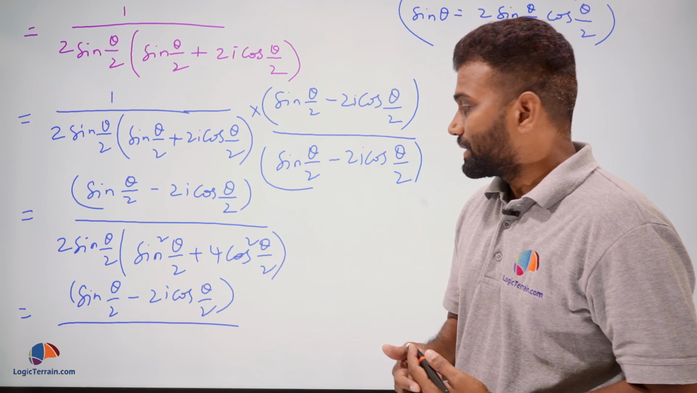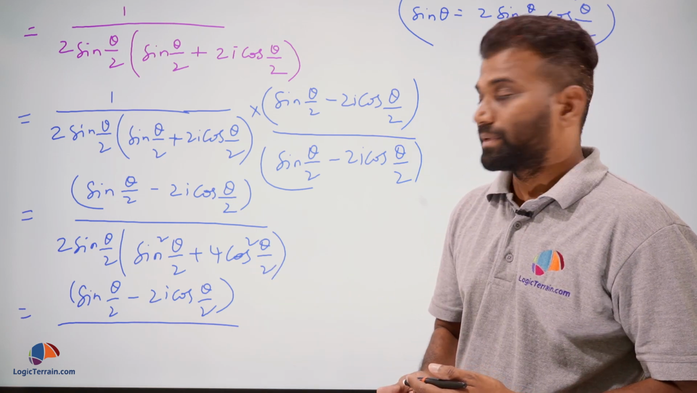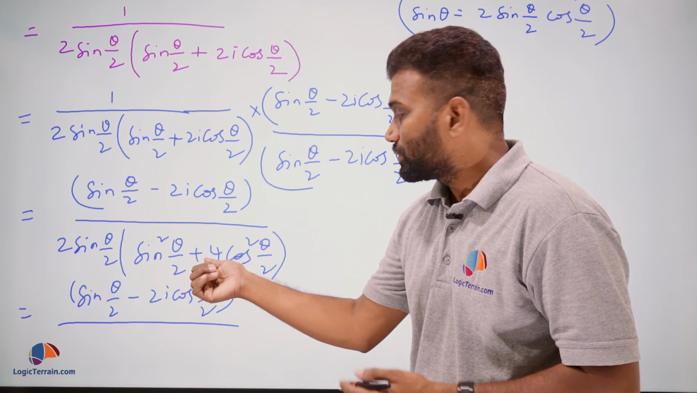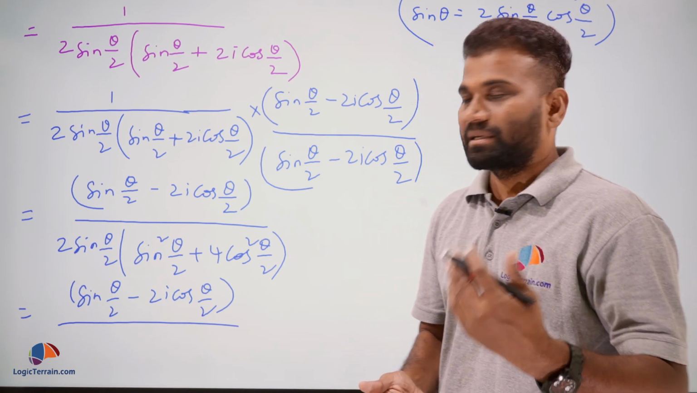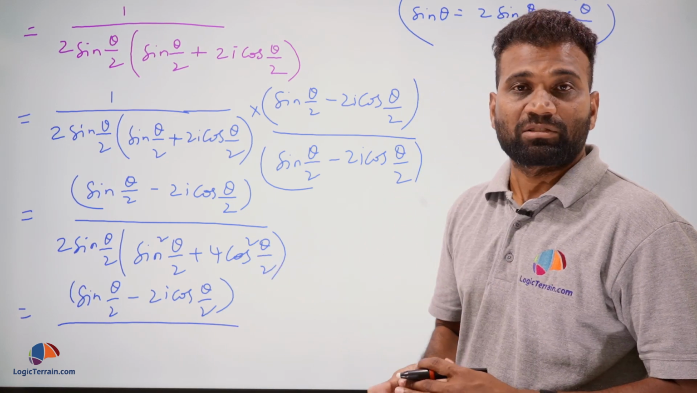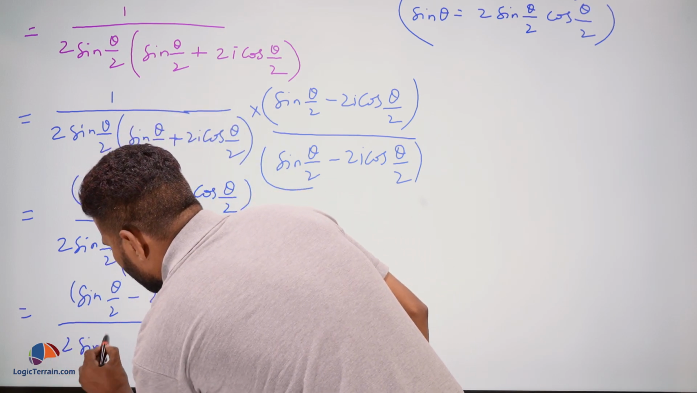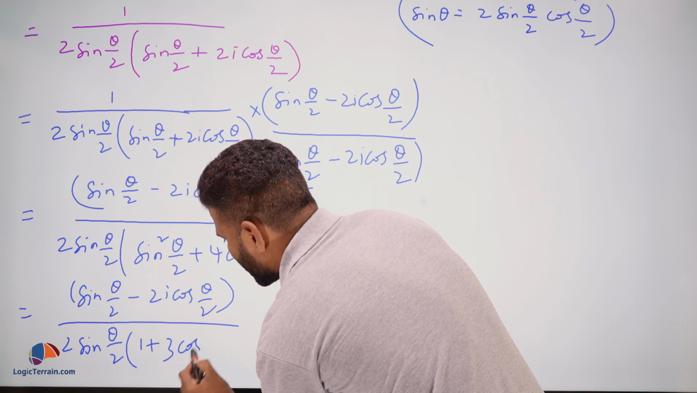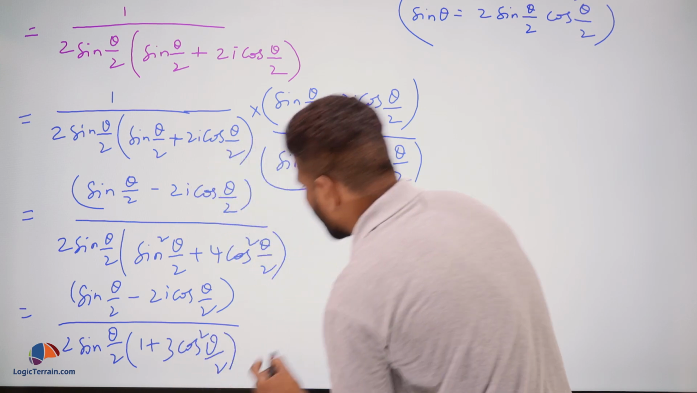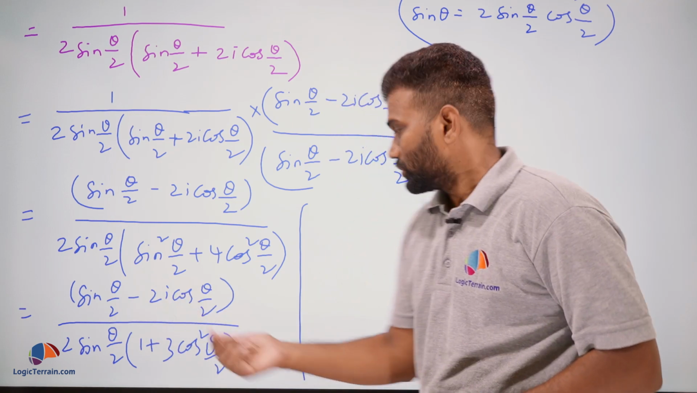4 cos square theta upon 2 can be written as cos square theta upon 2 plus 3 cos square theta upon 2. Then sin square theta upon 2 plus cos square theta upon 2 becomes 1, plus 3 cos square theta upon 2. So this becomes 2 sin theta upon 2 into 1 plus 3 cos square theta upon 2. This denominator divides both the terms in the numerator.